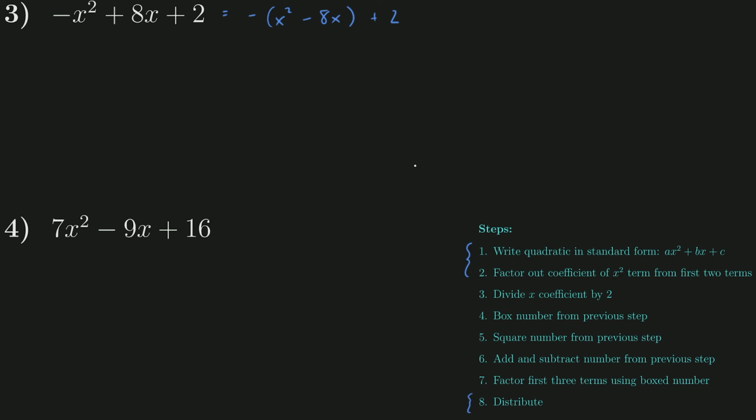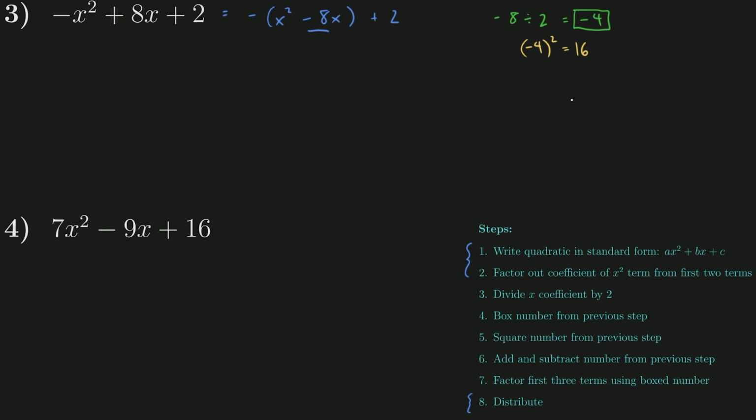Step 3, divide the x coefficient by 2. That would be negative 8. Negative 8 divided by 2 is negative 4. Step 4, put a box around that. Step 5, square that number. Negative 4 squared is 16. Step 6, add and subtract.